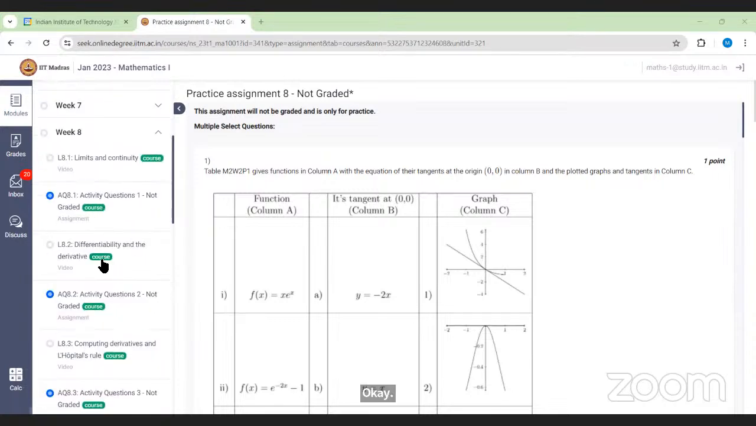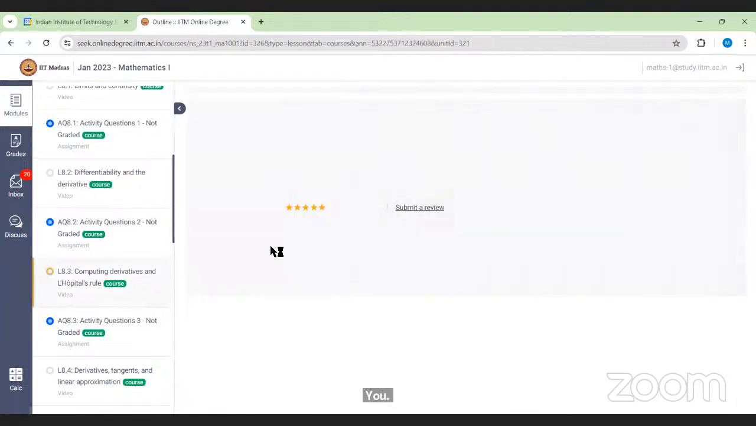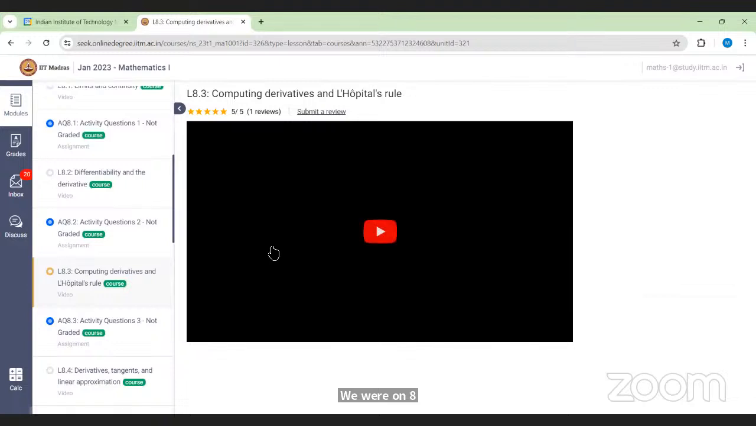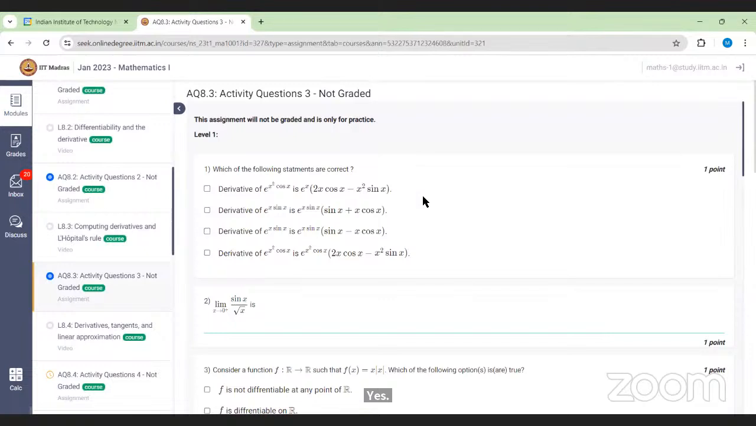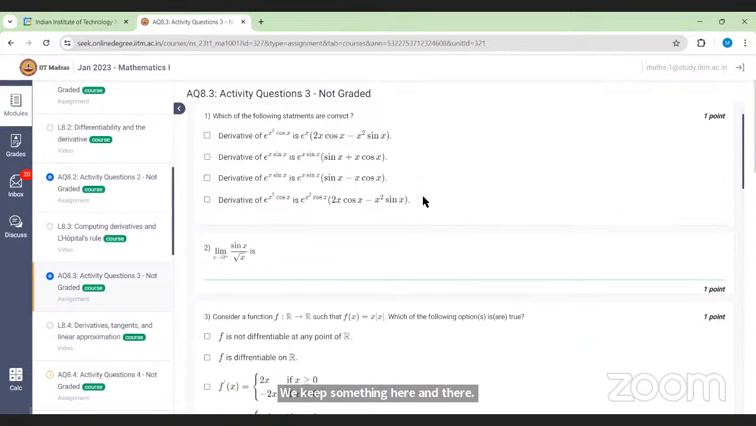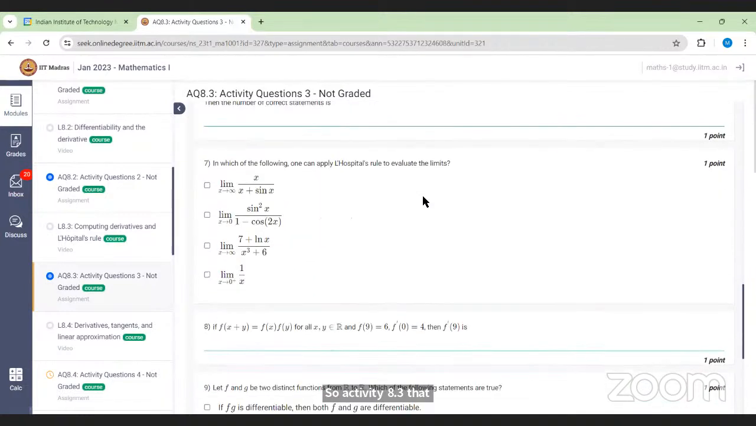Activity 8.2 or 8.3? 8.3, ma'am. We were at activity 8.3, question number 6. We need continuity in our problems; we keep jumping here and there, it's discontinuous. So activity 8.3, what was it? Question number 8, first, ma'am.